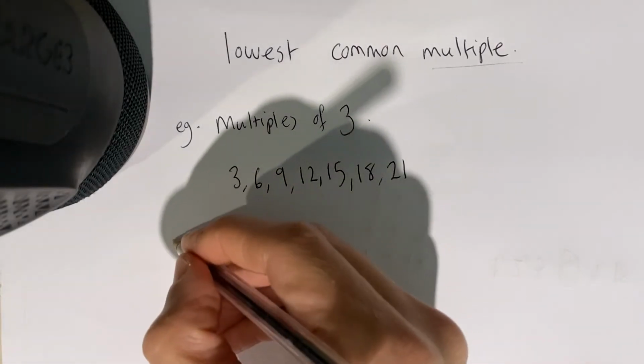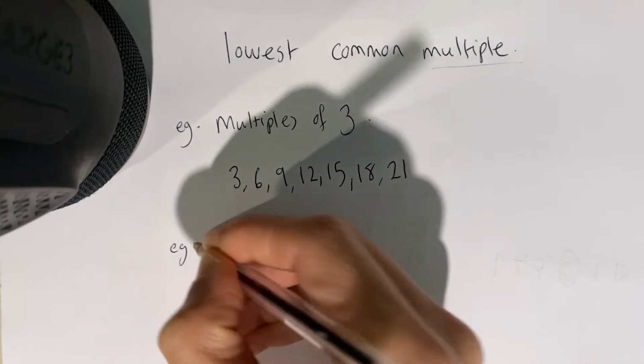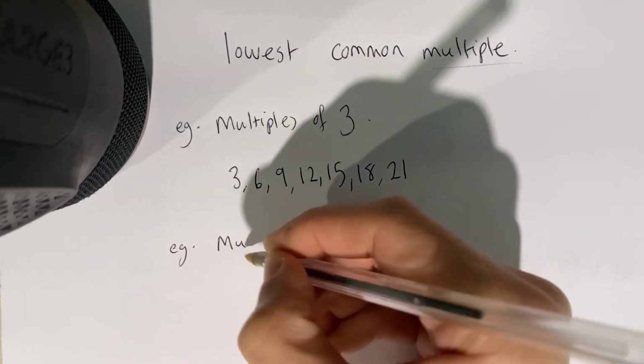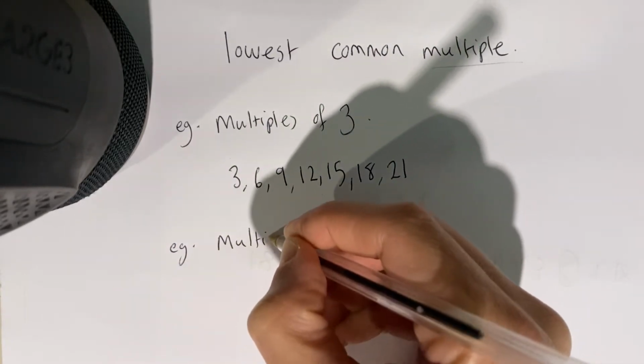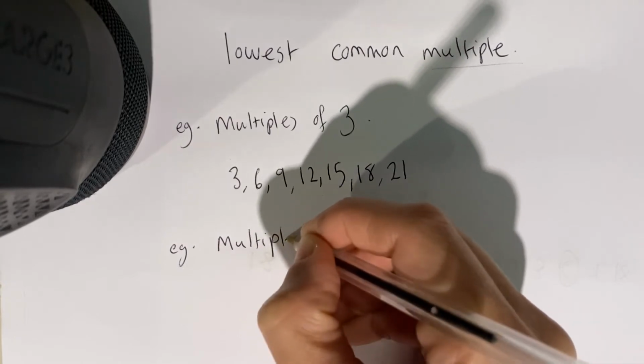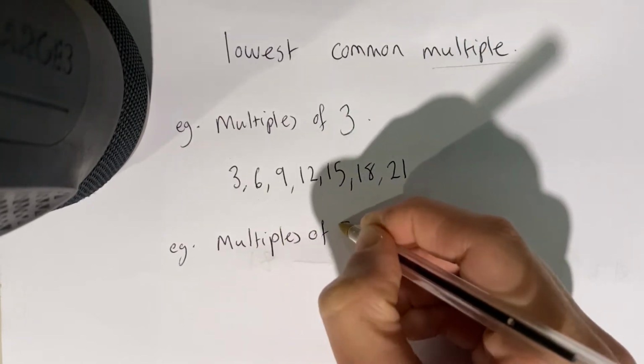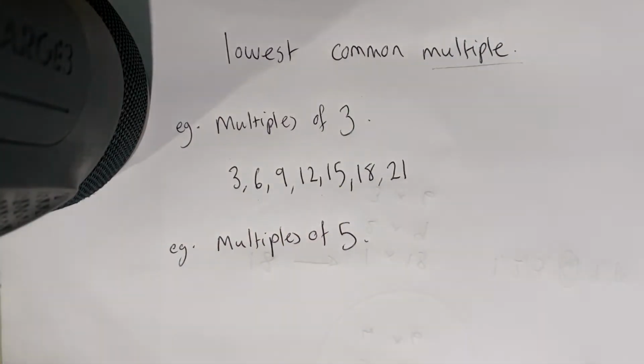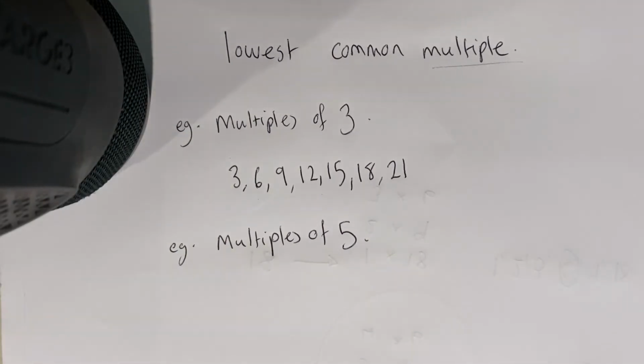I'm going to put here, for example, multiples of 5. Multiples of 5. If you want to take a brief moment to think about what you think the multiples of 5 might be, I'll give you 10 seconds and then I'll write them down.